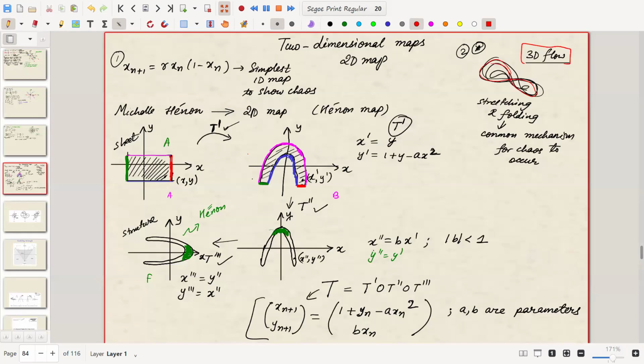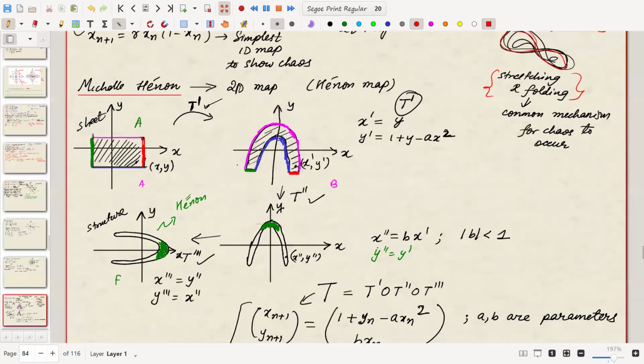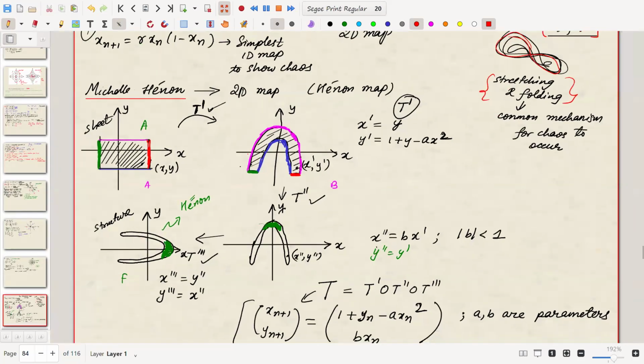The butterfly attractor was only possible due to the stretching and folding action, and therefore chaos can occur. Other researchers thought: why do we need to go to a higher dimensional system like 3D? Can we not observe stretching and folding in a lower dimensional system? Therefore Michel Henon thought, can I mimic those properties in a two-dimensional map? Like that, he discovered this 2D map known as the Henon map.